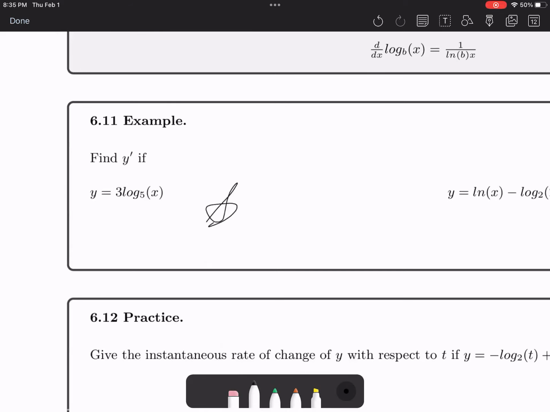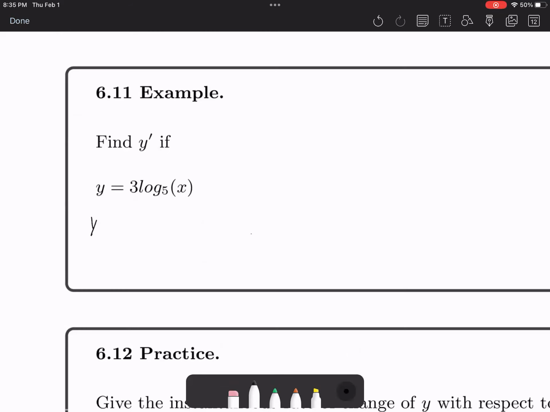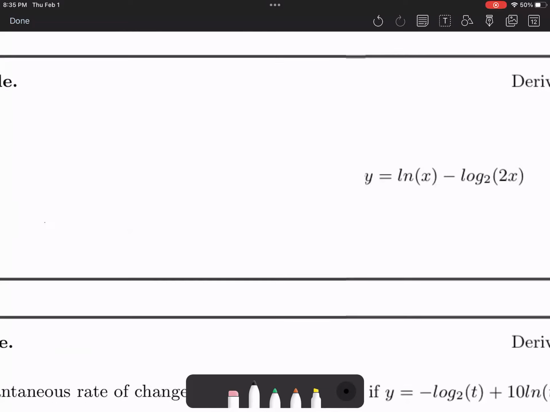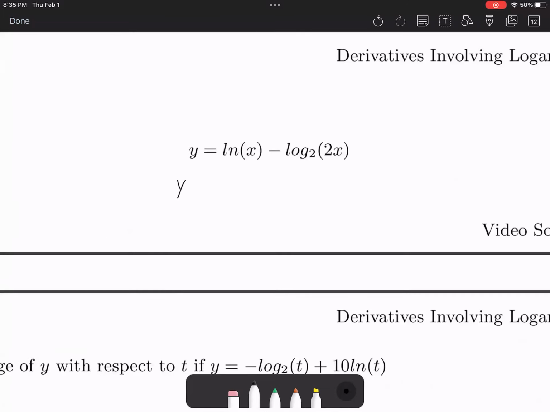Now let's put it into practice. y prime, if y is equal to 3 times the log base 5 of x, the 3 is a constant. It doesn't affect the derivative. The log base 5 of x will become a 1 over x natural log of 5. Here, y prime will equal 1 over x.